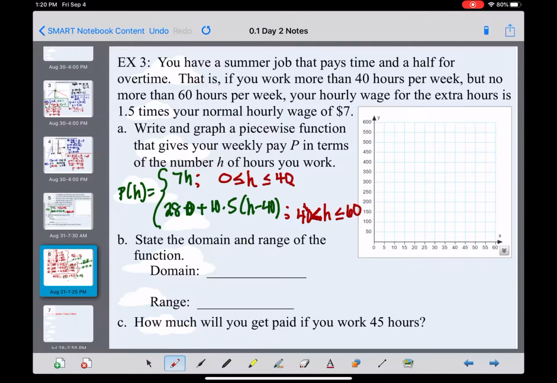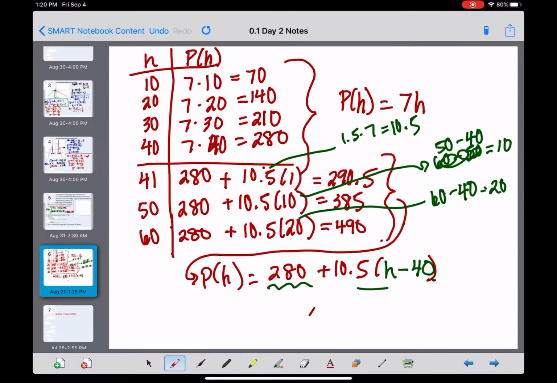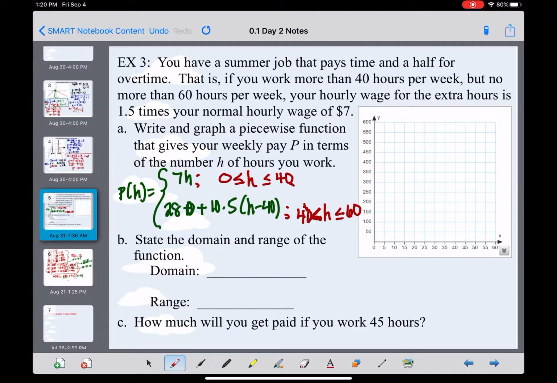So that's what we did with this table. No more than 40 was in the first one, and everything above 40 would use the second equation. We have that 280 part already. What we expect is that the pieces should match up, because if I put 40 in this second equation, 40 minus 40 is 0. So for 40 hours I'm getting paid 280, and we're not going to have a jump in our graph.